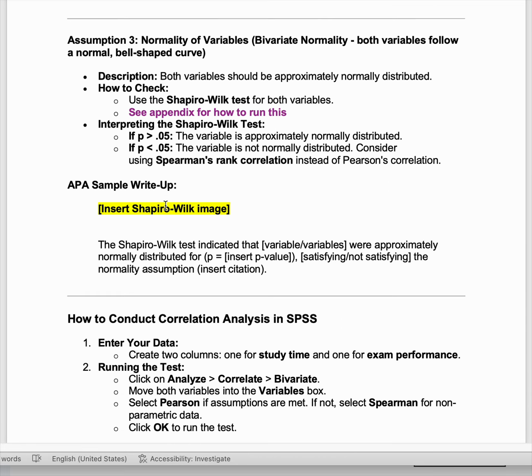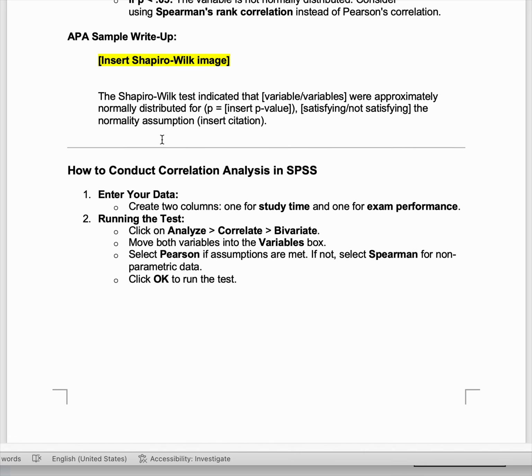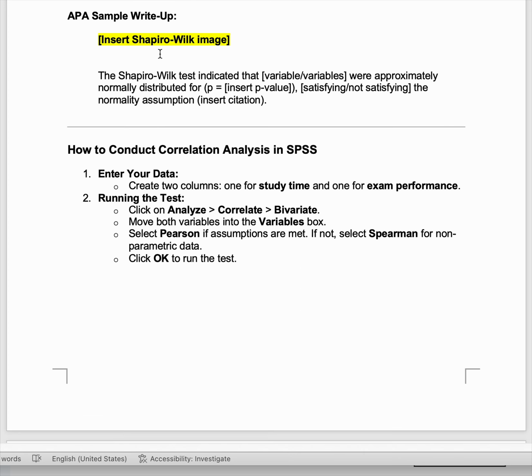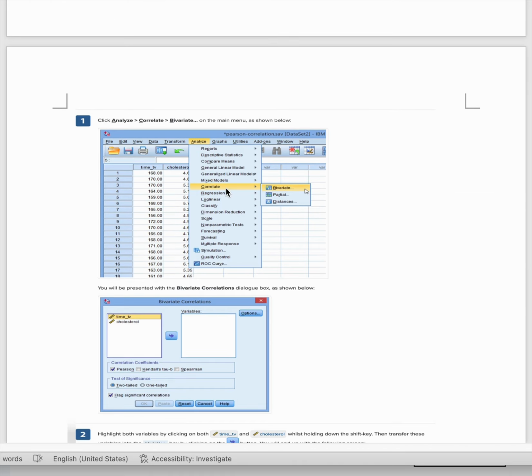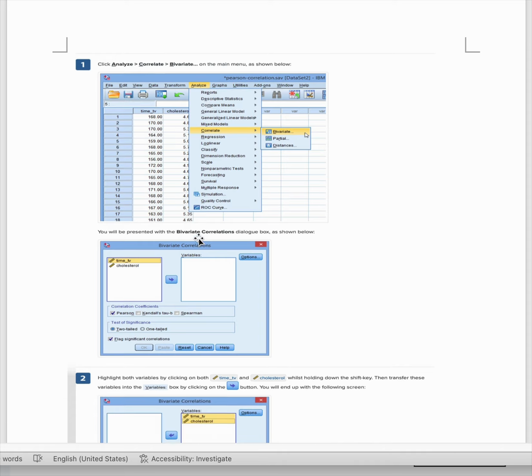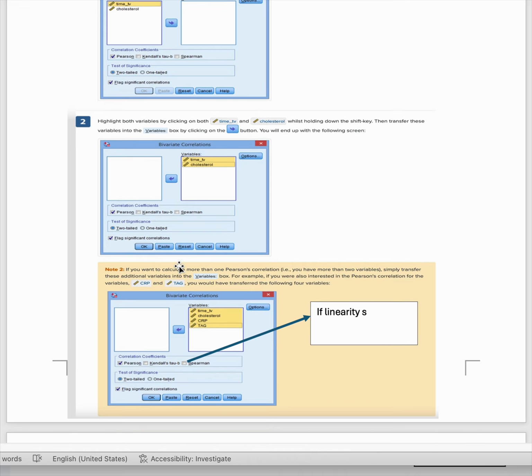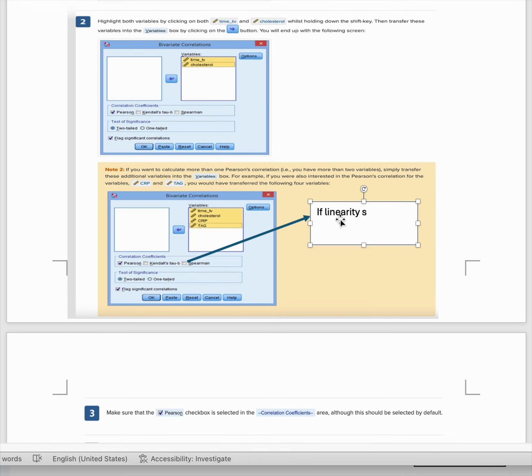So once you have checked the normality of variables, you are then ready to do your correlation analysis. And so I've written out what to do, as well as giving you pictures of what to do. You're going to go to Analyze, Correlate, Bivariate. You're going to move your variables in. And then I have a note here.